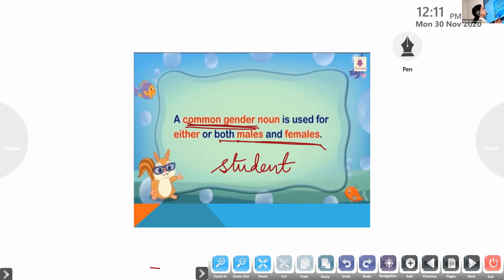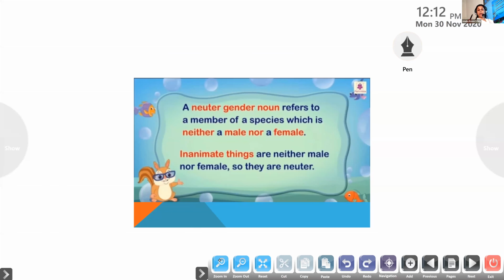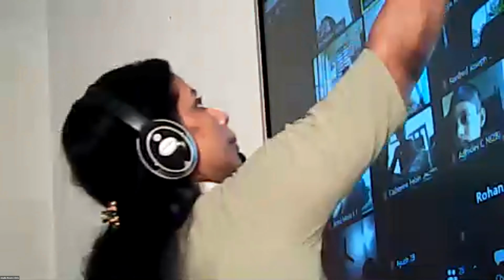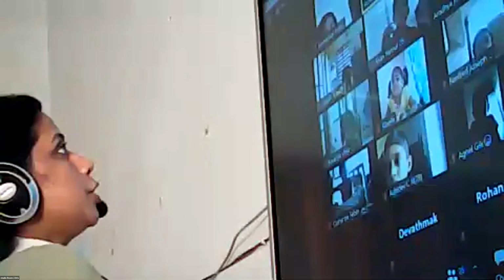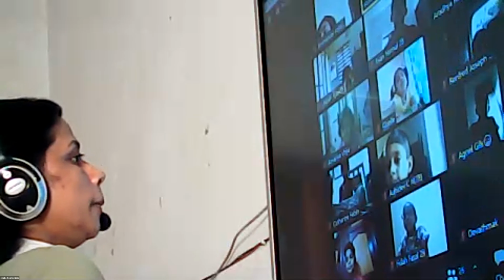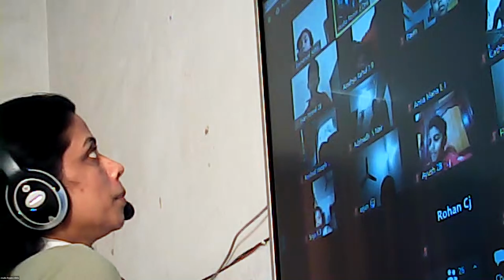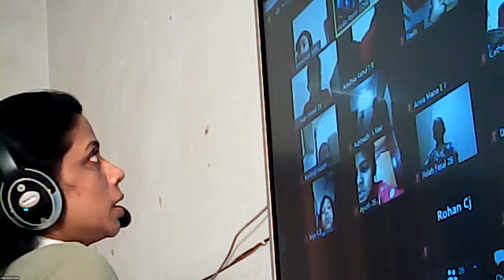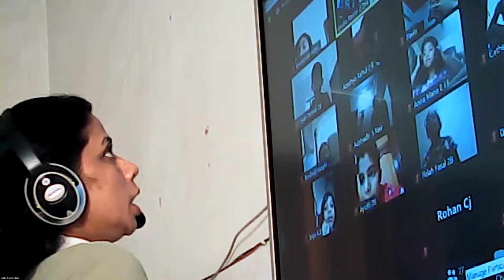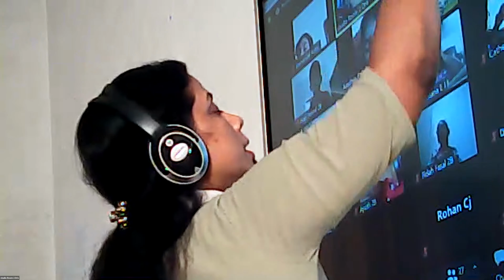Now we'll move on to the neuter gender. As I've explained to you, inanimate things or non-living things are called neuter gender. So I hope all the four genders are very clear to you. We only need to know that genders are classified into four. Please keep your hands on the table. This chapter is something we have to learn by heart. There's no concept behind it, but we have to know that there are four genders. The first one is masculine, the second is feminine, the third is common, and the fourth is neuter gender.